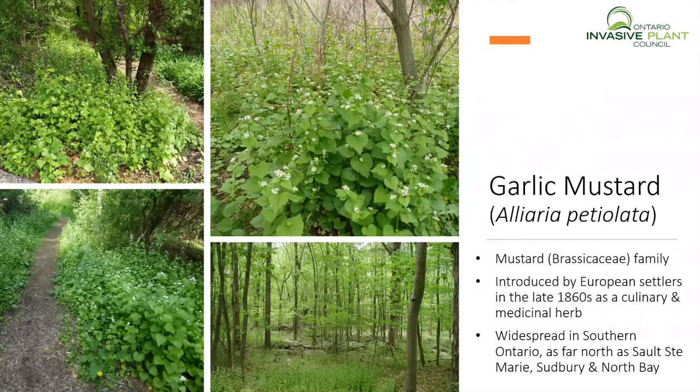Okay, so most of you are probably pretty familiar with garlic mustard. It's a familiar sight throughout Southern Ontario, especially around this time of year when it's flowering. It grows in abundance throughout Southern Ontario and is now found as far north as Sault Ste. Marie, Sudbury, and North Bay. It's a highly invasive plant from the mustard or Brassicaceae family. This means it's closely related to things like kale, cauliflower, and Brussels sprouts. It was introduced by European settlers in the late 1860s as a culinary and medicinal herb.